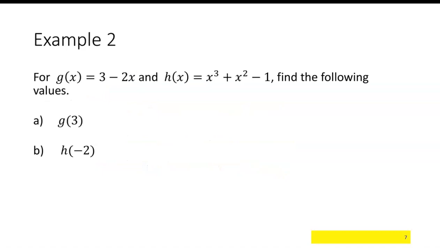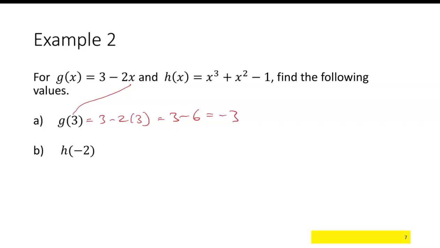Let's say g of x is 3 minus 2x, and h of x is x cubed plus x squared minus 1. Find the following values. So for g of 3, I go to the function that we call g and replace the x with the number 3. So this would be 3 minus 2 times 3, 3 minus 6, or negative 3.